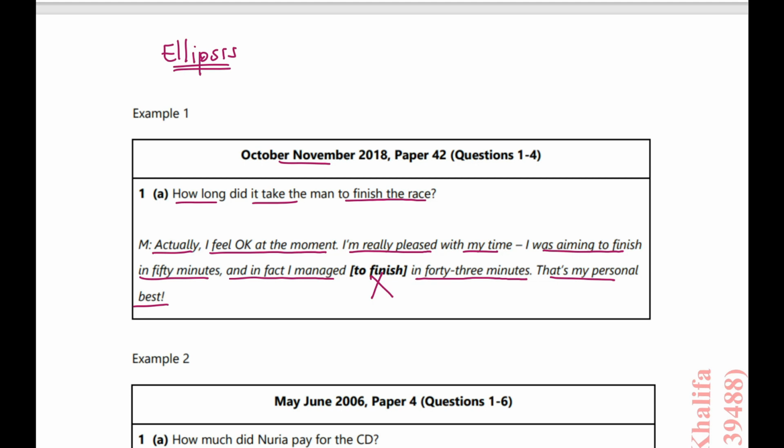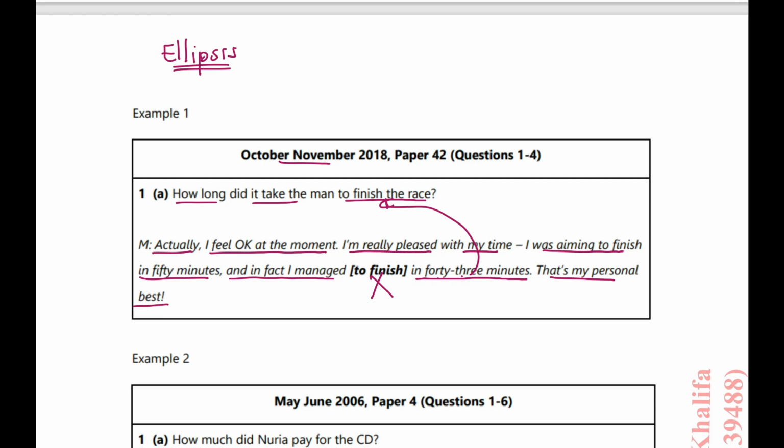So the answer should be what, yeah, Mr.? The answer should be in 43 minutes, okay? And you don't have to say to finish here. This is an example of ellipses. Ellipses is okay with most of you, but sometimes ellipses is dangerous.